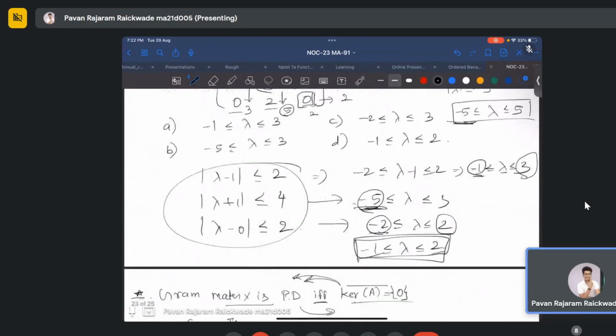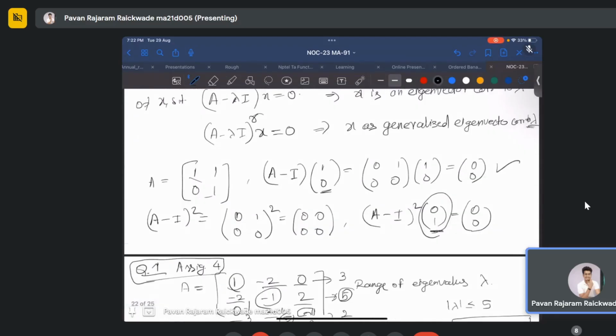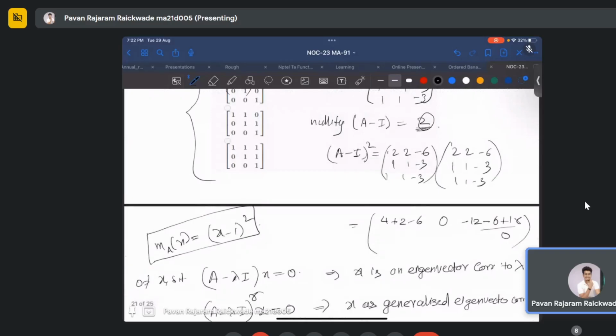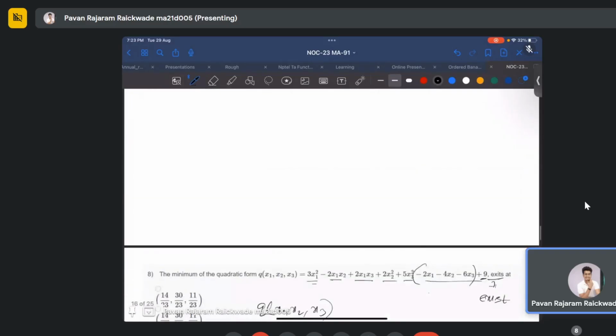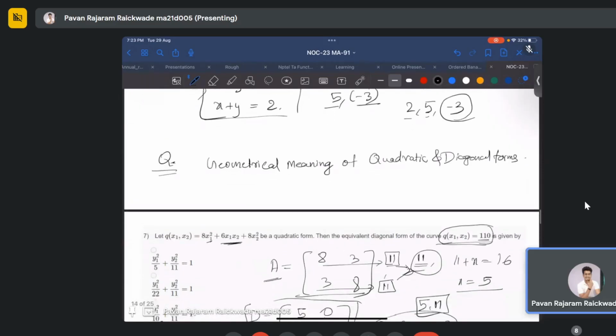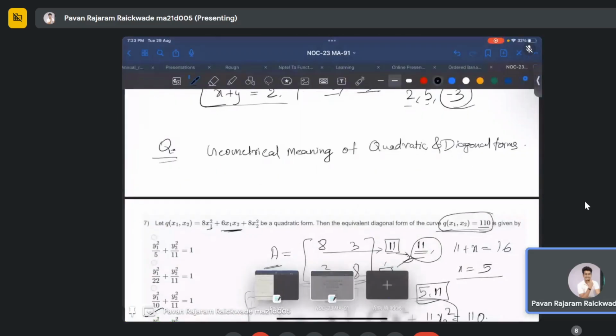And sir, the geometric meaning of that. What? The geometric meaning of quadratic and diagonal forms. Okay.